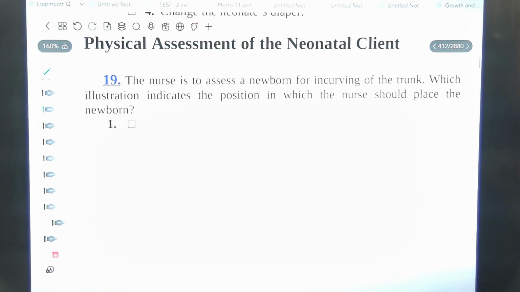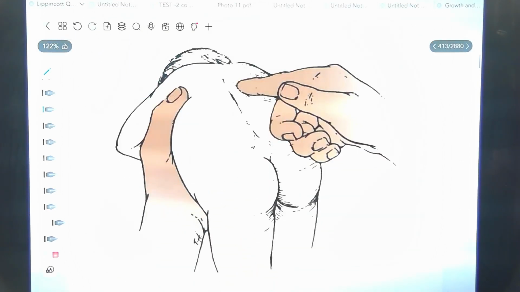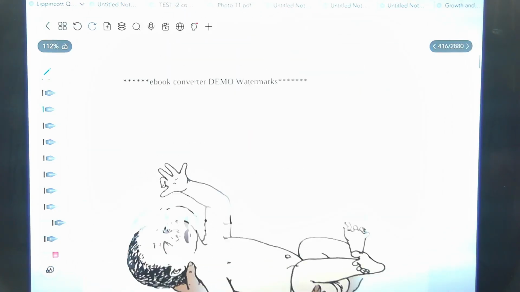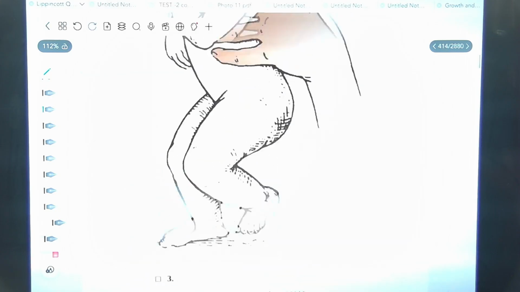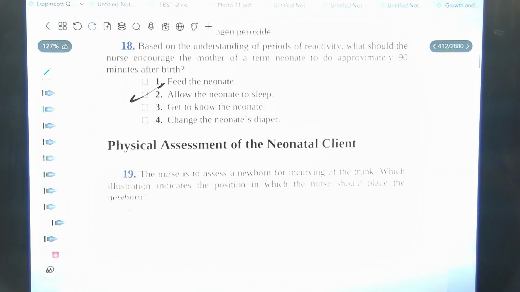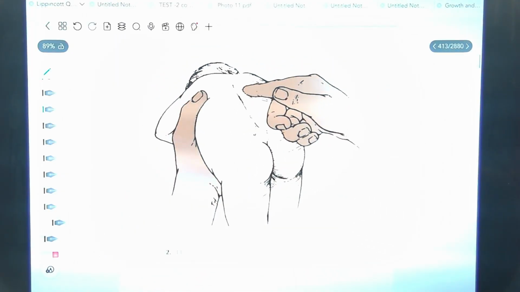Next question. The nurse is to assess a newborn for incurving of the trunk. Which illustration indicates the position in which the nurse should place the newborn? Okay, so here are four positions you can see. Which position is best to check the incurving of the trunk? So choose the right response.